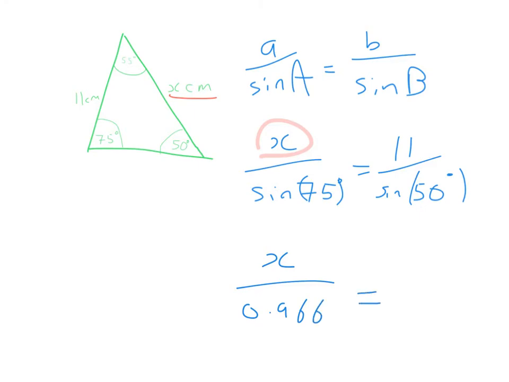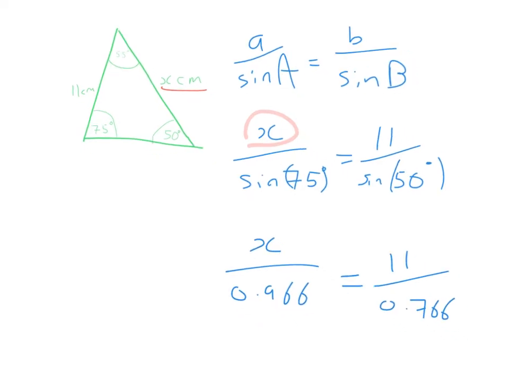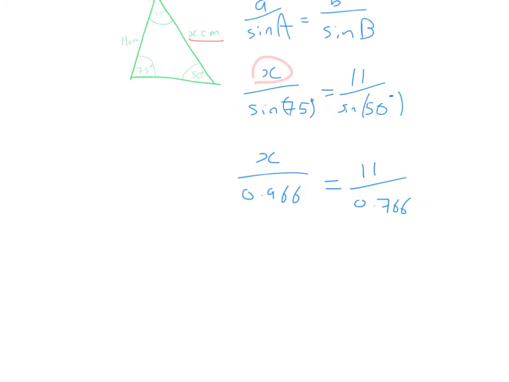Over on the right hand side, 11 stays the same, and the sine of 50 is 0.766. Now we know from experience that if we have two fractions on either side of an equals, we can cross multiply to get our answer. So if we do that, it will be x times 0.766, so 0.766x, and then 11 times 0.966.